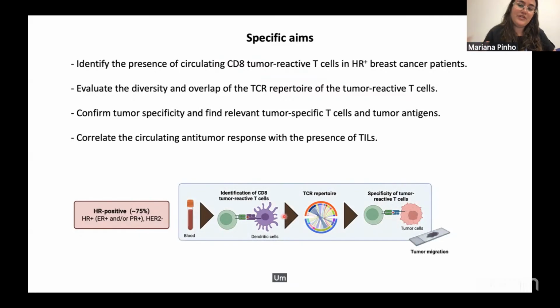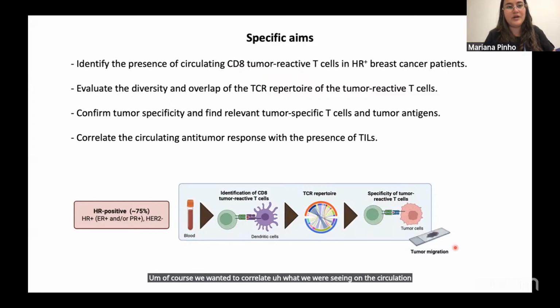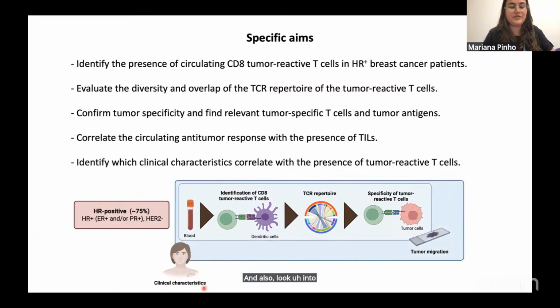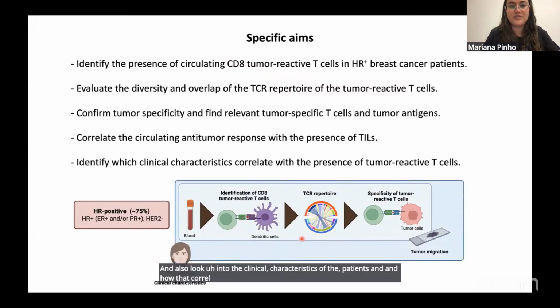Of course, we wanted to correlate what we were seeing in the circulation with the response in the tumor, and also look into the clinical characteristics of the patients and how that correlated with the presence of the tumor-specific T-cell response.